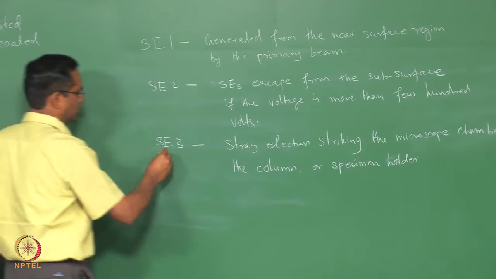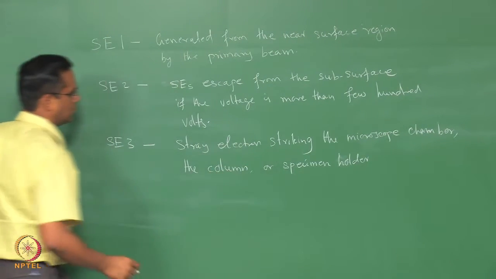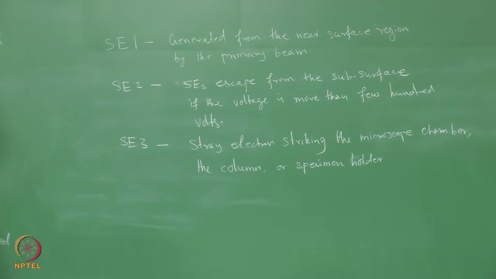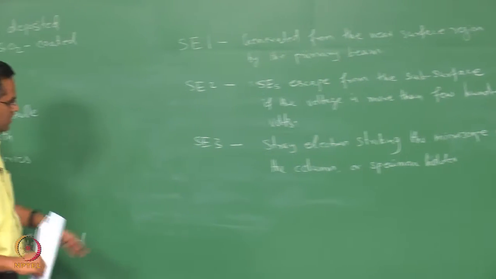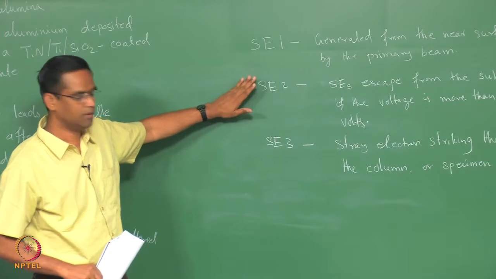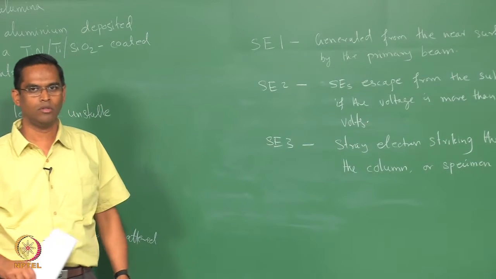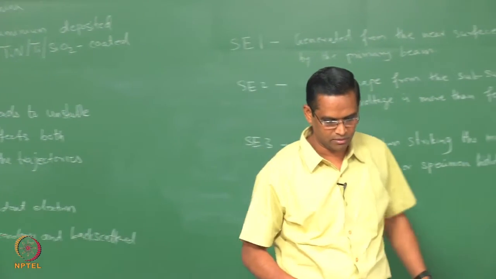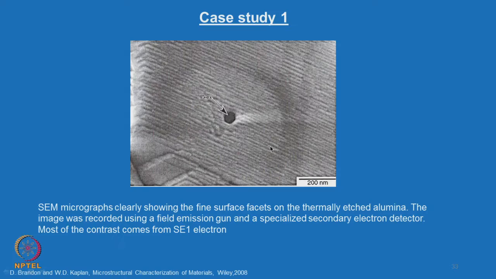And there is something called SE3, which are stray electrons striking the chamber, column or specimen holder, which again deviate the trajectories. So, these things will contribute to the image quality. The one you are seeing on the slide is recorded using a field emission gun, primarily by SE1 electron contrast. So, very fine contrast.